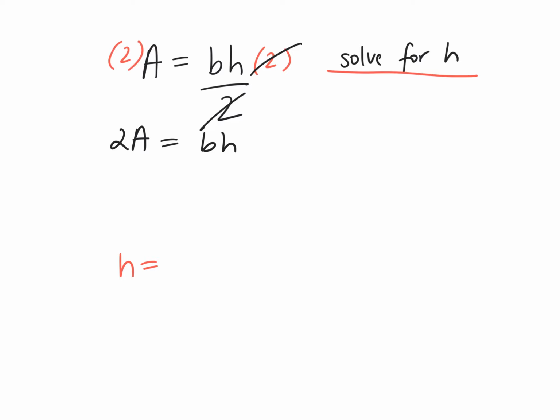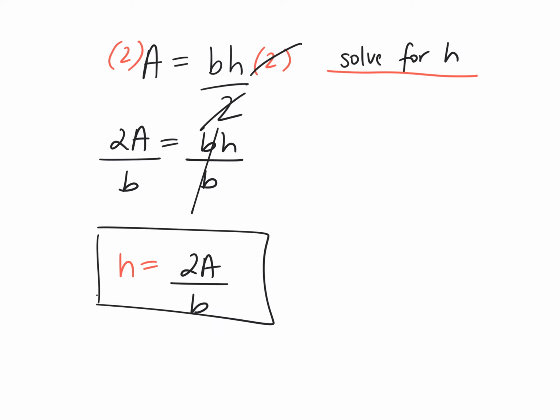But I want to isolate h. Base is times height, so you divide by base. And then 2a over b is equal to h. 2a over b. Excellent.